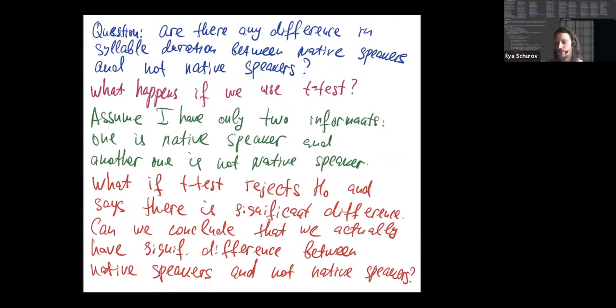Actually, this question is not very statistical, it is not very mathematical, it is just a kind of common sense question. You have only two informants, and you collected a lot of data from these informants. For example, you asked both informants to read aloud the full book, like the full Lord of the Rings, or the full War and Peace, and collected a lot of data from each of them. And you see that there is a statistically significant difference. But can you conclude that there is a statistically significant difference between native speakers and not native speakers?